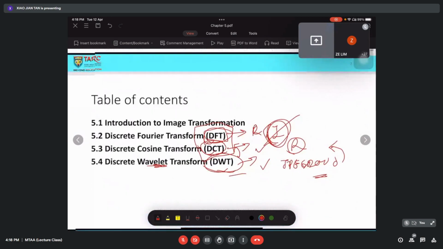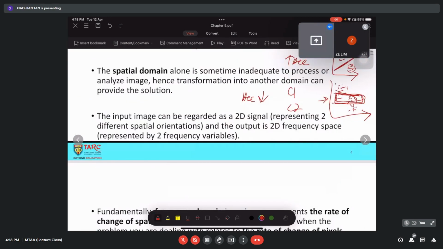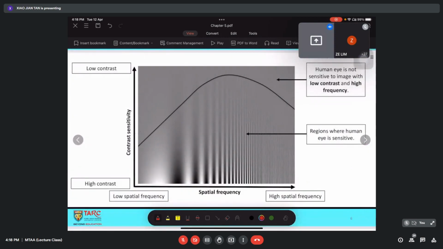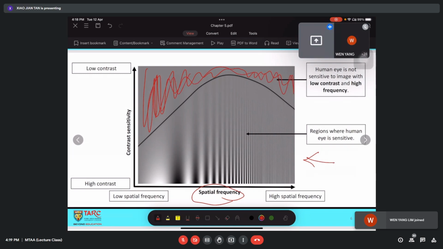So this is the core that you need to know here, and the rest will be the fundamental. For example, this one, you have a spatial frequency. This figure is referring to the threshold of the eye, whereby at this region our eye is less likely to be sensitive to this kind of information. So you have high contrast, low contrast, and low spatial frequency, high spatial frequency. This is the region that the human eye is much more sensitive to.